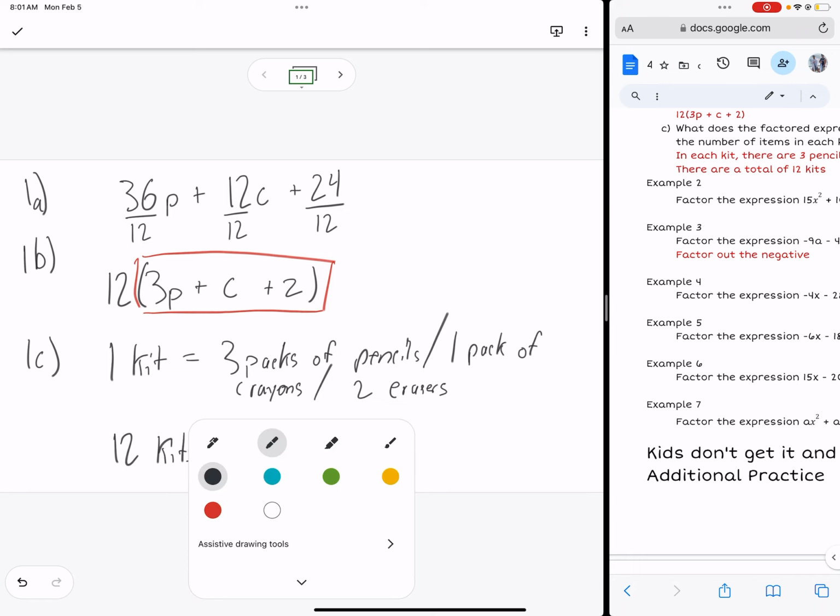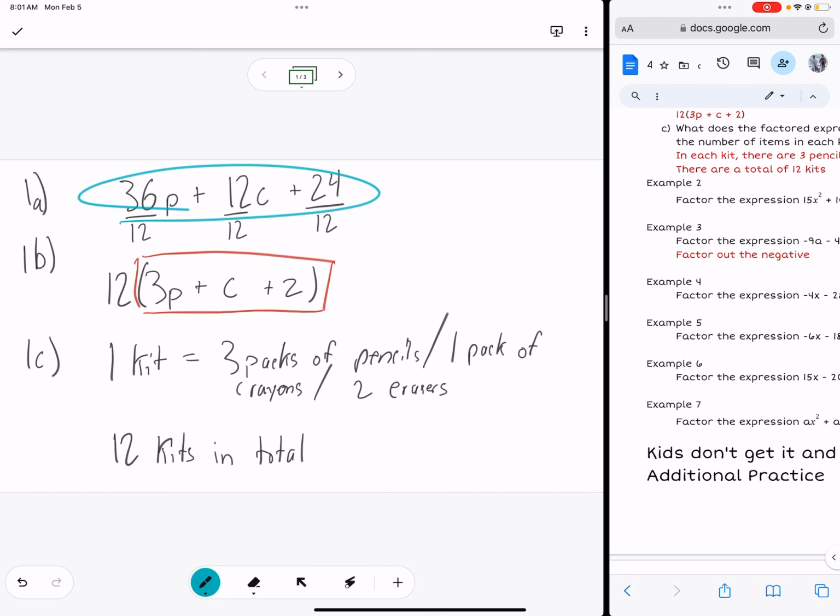So our original expression that I have up here in blue, this represents everything combined. It's as if he put in one bag all the crayons, all the pencils, and all the erasers, right? And then when you factor, you are dividing, right? So if you're going to break them up into different kits that have the same number of items in each kit, then your factored expression will show what each kit has. We divided all these pencils up into 12. We divided all the crayons up into 12. And we divided all the erasers up into 12, which means if he wanted an equal number of things inside the kit, each kit would have 3 packs of pencils, 1 pack of crayons, and 2 erasers.